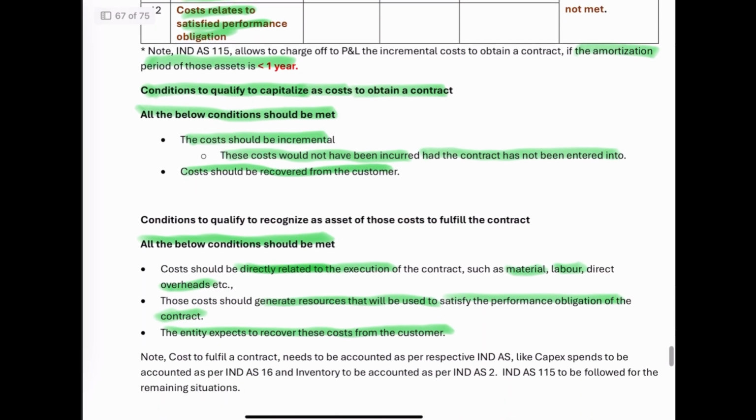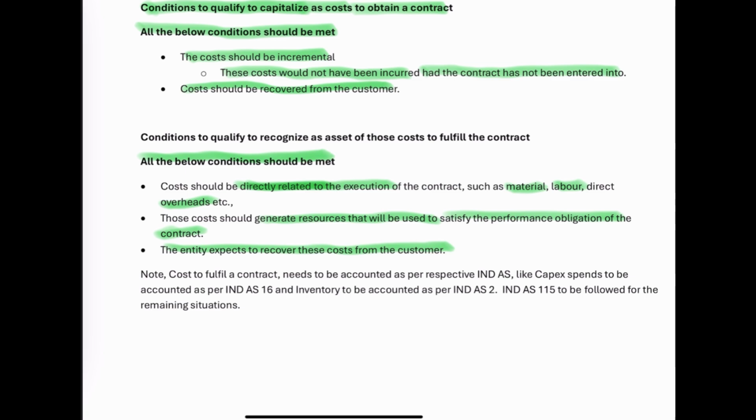Okay, and one more note on cost to fulfill a contract. There are some specific accounting standards like Ind AS 16 and Ind AS 2. In that case, those specific Ind AS need to be followed and not Ind AS 115. For example, if there is any capital expenditure, you have to follow the Ind AS 16 guideline. And if there are any inventory related expenses, then they should be dealt with as per Ind AS 2. For the remaining, we can refer to Ind AS 115.